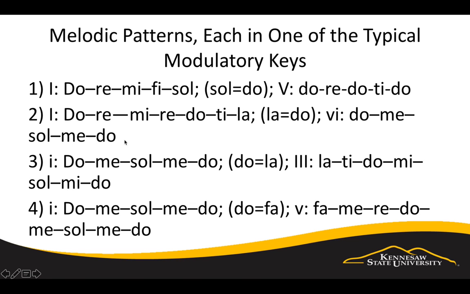Do, re, mi, re, do, ti, la. Now la is do. Do, me, so, me, do. So now we've modulated from 1 to minor 6. And so similar things happen in numbers 3 and 4. So they go through the remaining 2 situations that we discussed before that were common modulations.